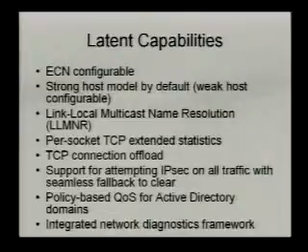Connection offload is built in if you have the hardware that supports it. And then we support attempting IPsec on all traffic, so you can put the machine into a mode where whenever it's communicating with a peer, it will always try to negotiate IPsec. And if it succeeds, it'll proceed in secure mode. Otherwise, it'll fall back to clear text mode.